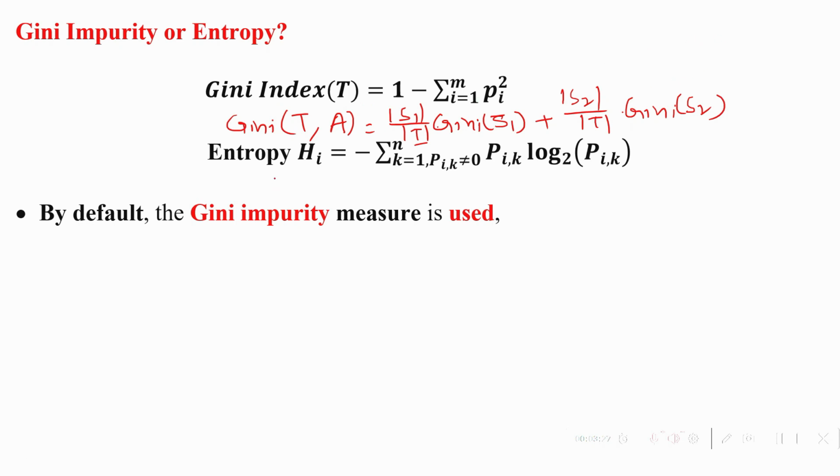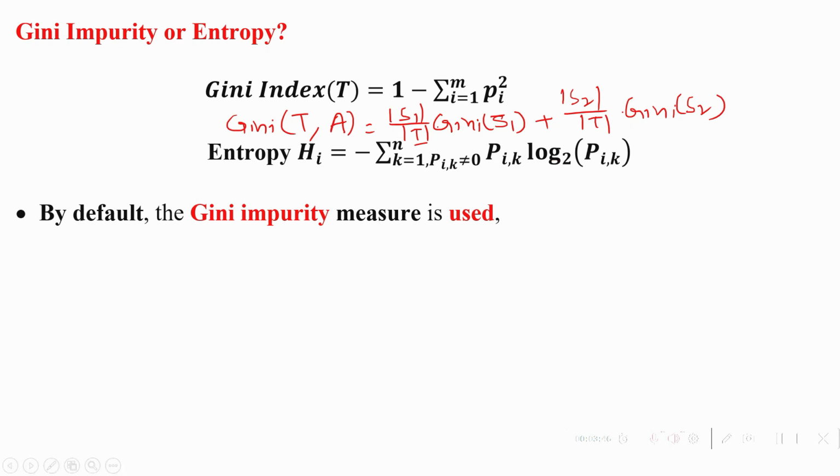And coming to entropy, H equals minus the sum over k equals 1 to n, for p_k not equal to 0, of p_k into log of p_k base 2. So that gives the entropy of the corresponding variable.